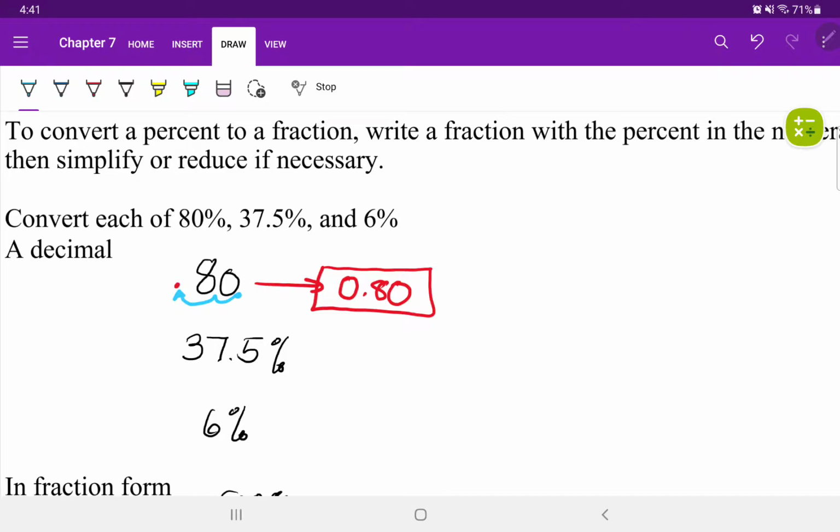37.5%. To turn it into a decimal, you're going to drop the percent sign, and then you're going to move the decimal place 2 units to the left. And that's going to be 0.375.